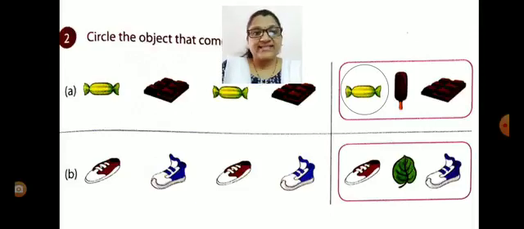Now next example. Here we see shoes. A brown shoe, blue shoe. A brown shoe, a blue shoe. Now after blue shoe, what will come next by looking at the pattern? Yes children, brown shoe. So from the given box, we have to circle the brown shoe. Yes.